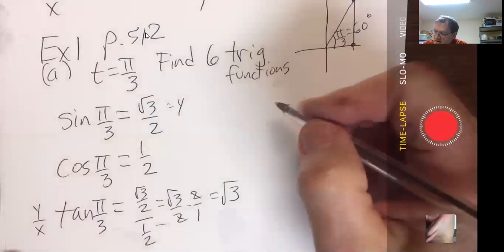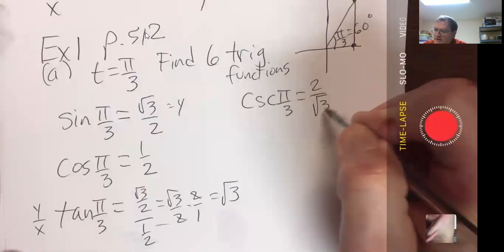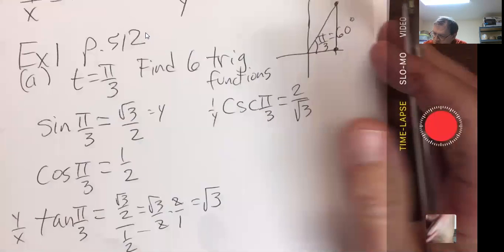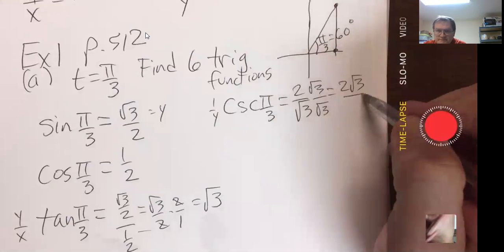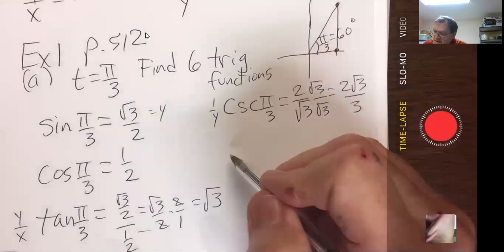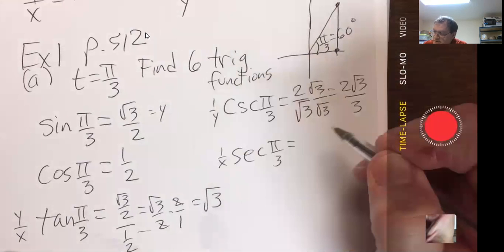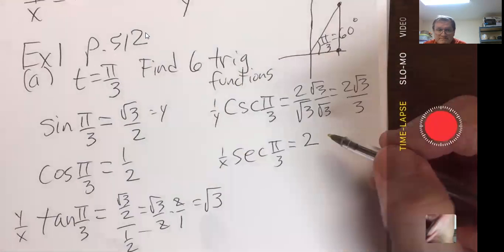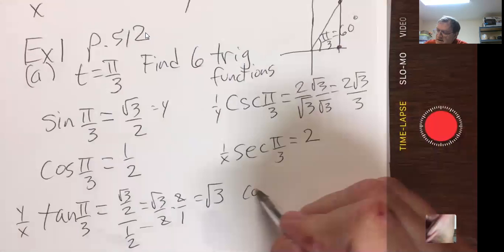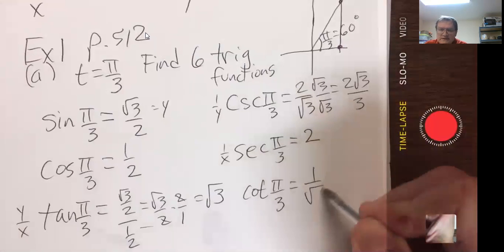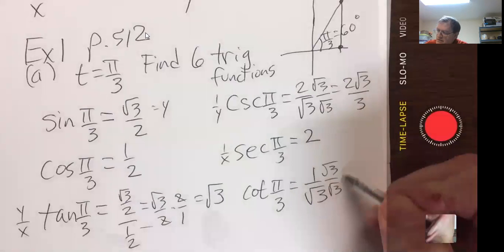Cosecant of pi over 3 is 2 over root 3, it's 1 over y. So if I go 1 over this, it flips around. You rationalize it: 2 root 3 over 3. Your secant of pi over 3, 1 over x, is equal to 2. You don't have to write it over 1. And your cotangent of pi over 3, 1 over root 3, flips the tangent: root 3 over root 3, root 3 over 3.